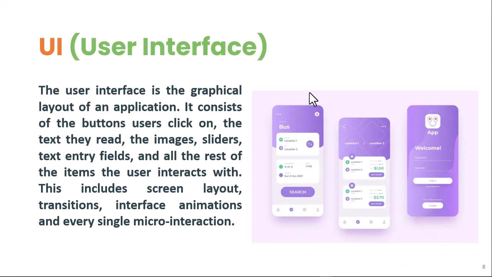Now let's look at the meaning of UI, user interface. The user interface is the graphical layout of an application. It consists of the buttons the user clicks on, the text they read, the messages, sliders, text entry fields, and all the rest of the items the user interacts with. This includes screen layout, transitions, interface animations, and every single micro interaction.